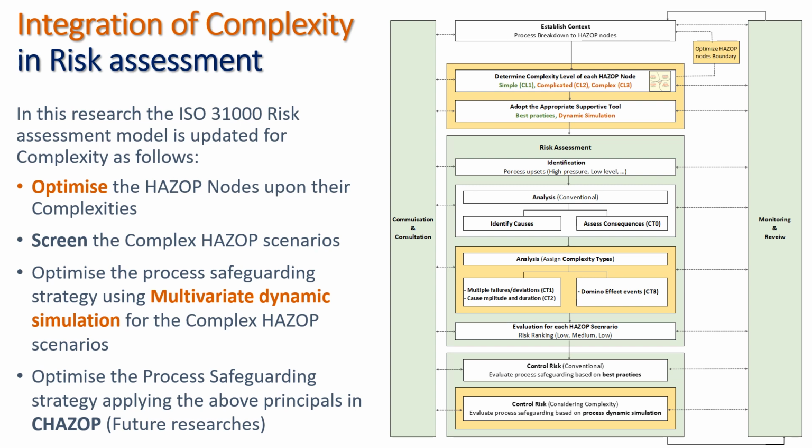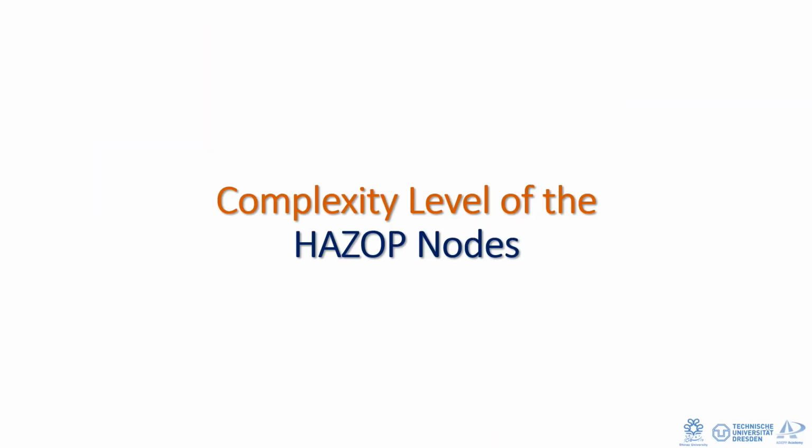Ideally, the process safeguards should be assessed by a dedicated control HAZOP, or CHAZOP for short. This will be the subject of our future research. Now let's see how we can assess and manage the complexity of the HAZOP nodes.